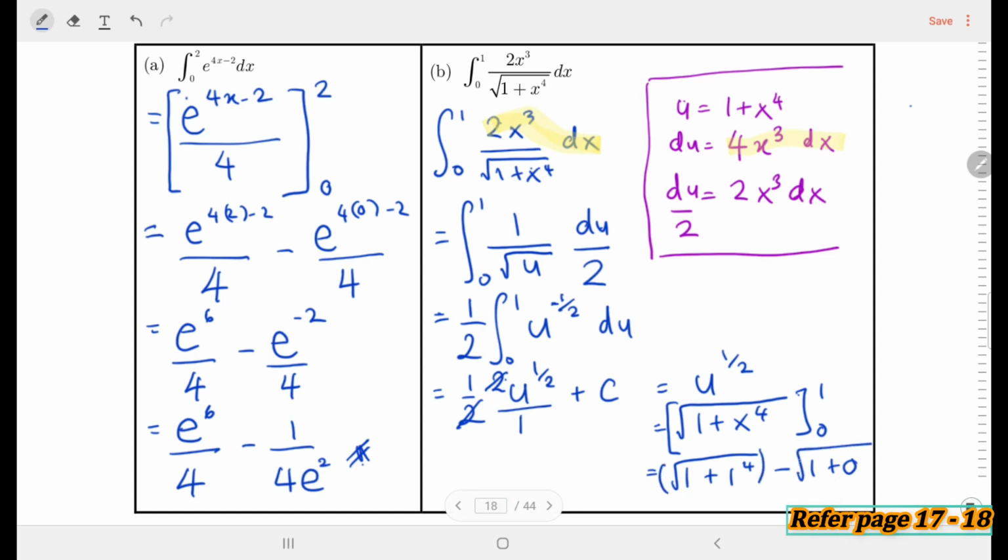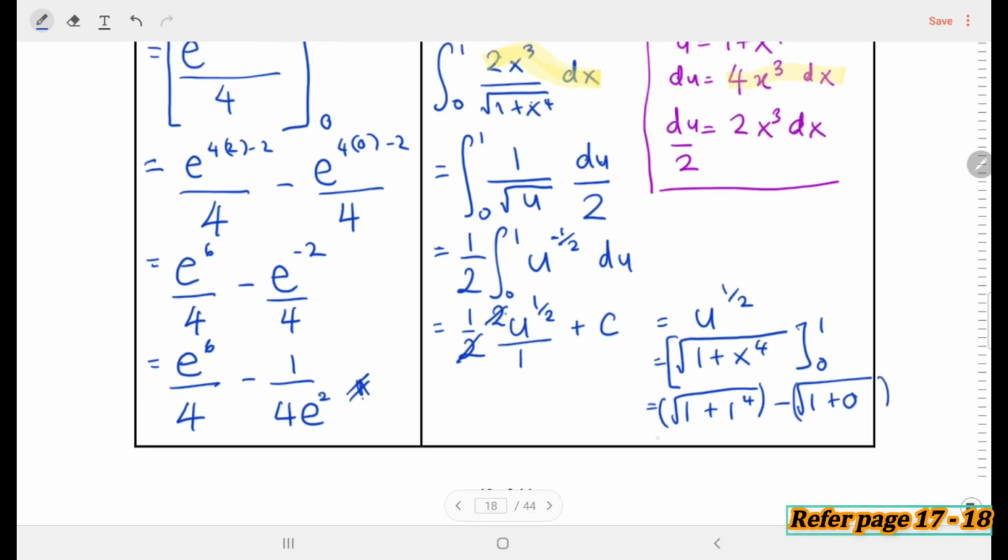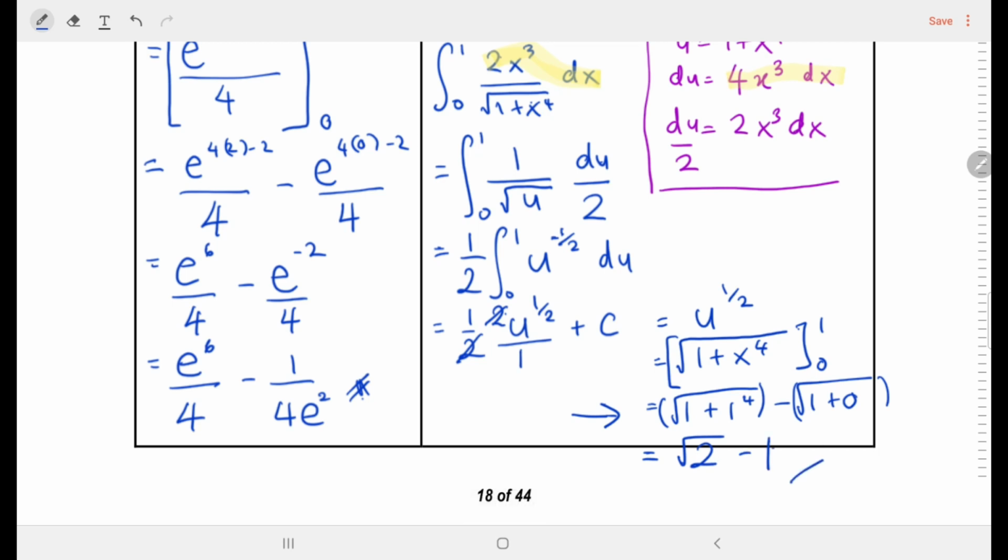Please remember, students, this method, the substitution method, is a very important method. In the examination, you must do this method. It's a must. So the final answer is square root of 2 minus 1.